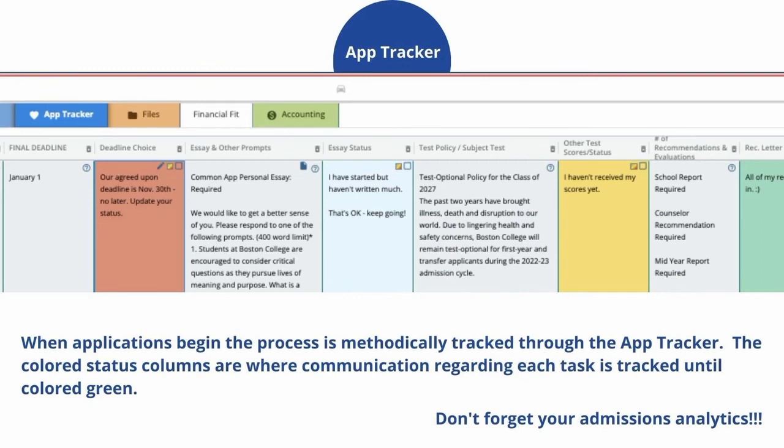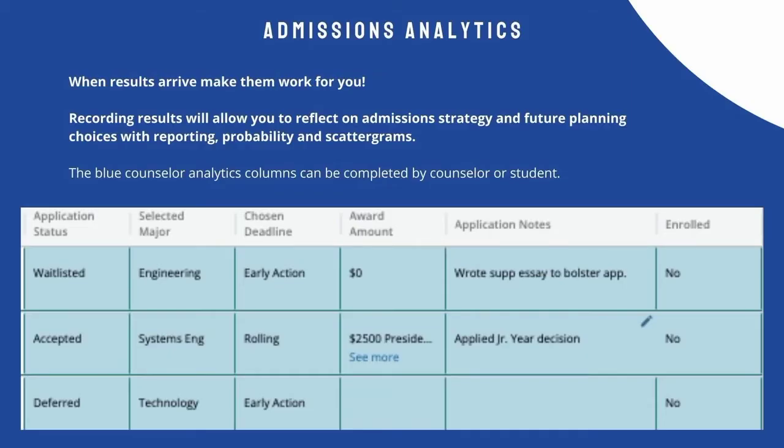When applications begin, the process is methodically tracked through the app tracker. The colored status columns are where communication regarding each task is tracked until colored green. There are also admissions analytics for you to look at retrospectives year over year.